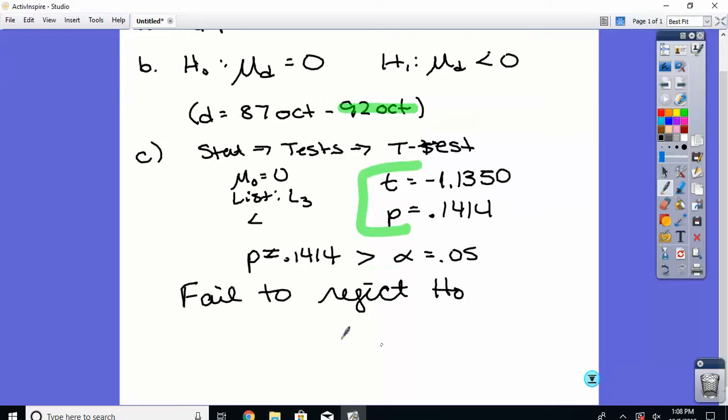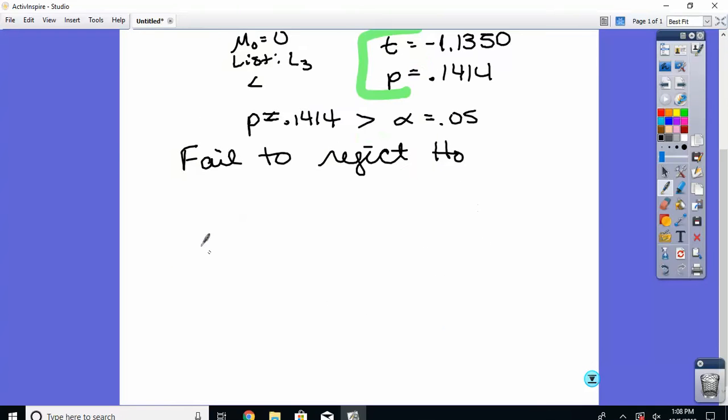Okay. Part D. I'm asking you for a confidence interval. Your calculator can do this for you. If you go to stat, tests, we only have one sample. Our variable, if we're talking about mu, we need a T interval. So it's number 8, T interval. My input is data, my list is L3. We're doing a 98%, so confidence level 0.98. We get negative 17.49 to 7.3053.